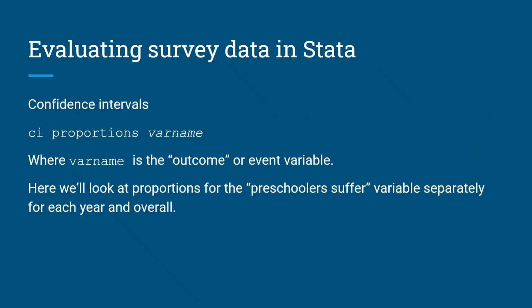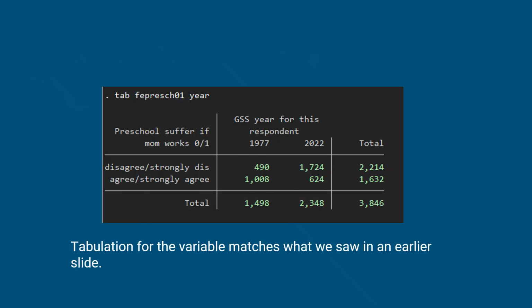So we can also evaluate these data in Stata. We saw previously how to calculate confidence intervals. So here I'm going to use ci. This is the command for asking for confidence intervals for proportions. We have the word proportions in the command following the ci command, and then the name of our variable. And this is the outcome or the event variable. And so here we're going to look at the proportions for this preschooler suffer variable separately for each year and then overall.